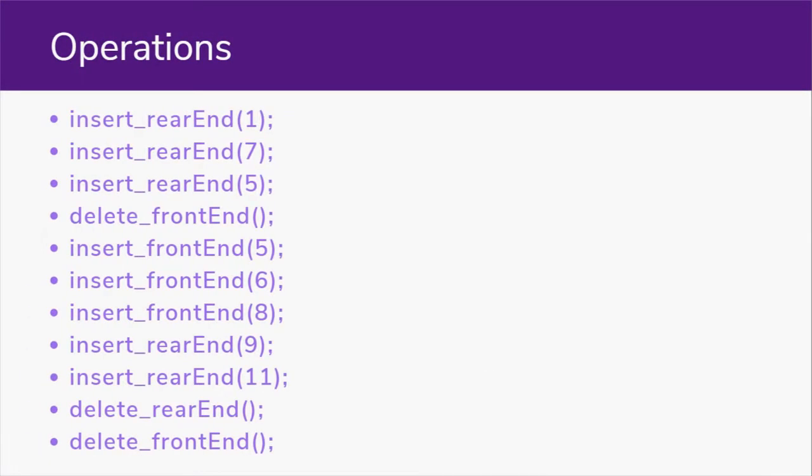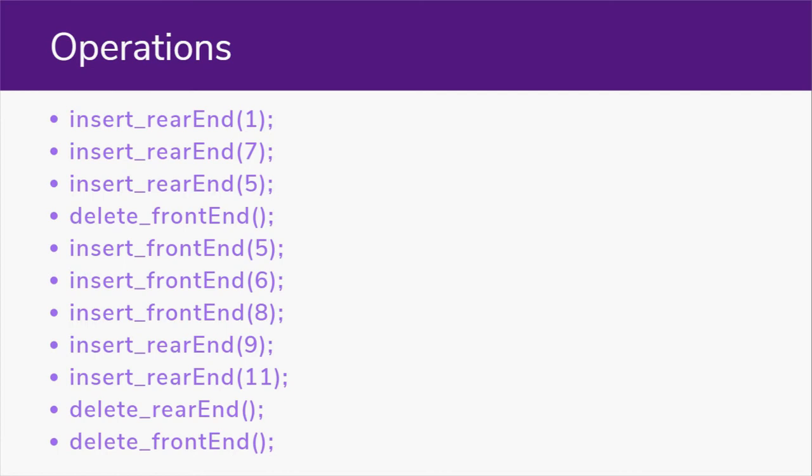We'll understand this DQ program by performing these operations. The program is a bit lengthy, and if I start explaining it step by step, it would be quite boring for you. So I don't want to bore you, so we'll understand in detail by performing these operations. First operation is insert rear end 1. We are going to insert the 1 from our rear end.